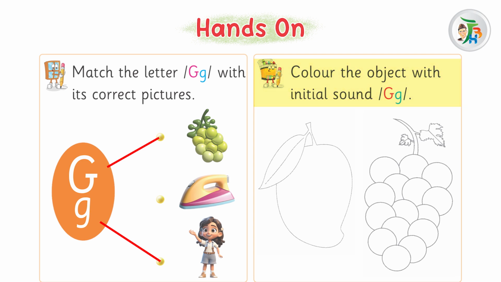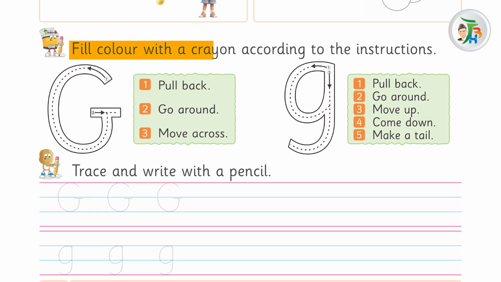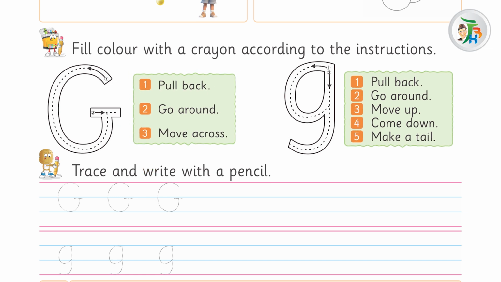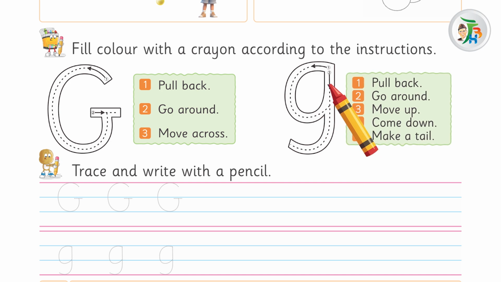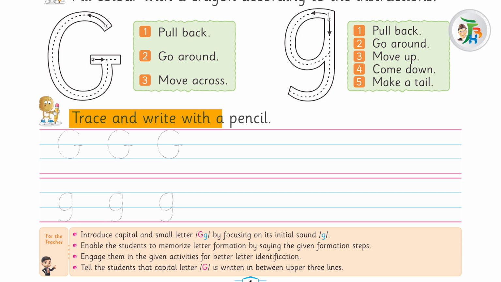You have to color that object. The next is fill color with a crayon according to the instruction. Now this is the formation of letter G. You have to trace the letter G with the crayon. How we write the capital letter G? Pull back, go around, move across. This is how we write capital letter G. And for the small letter G, pull back, go around, move up, come down, make a tail. Trace and write with a pencil.